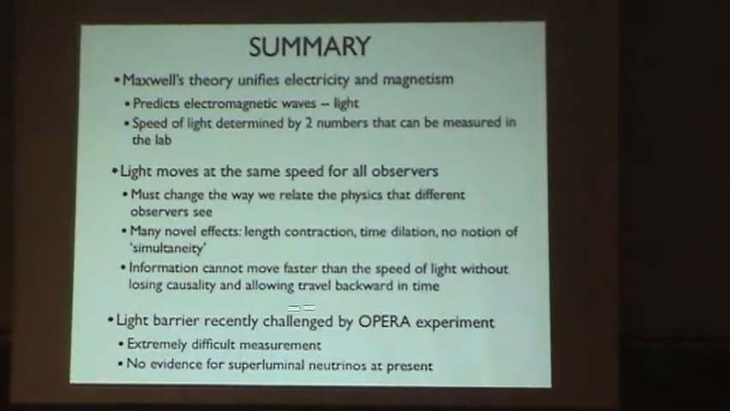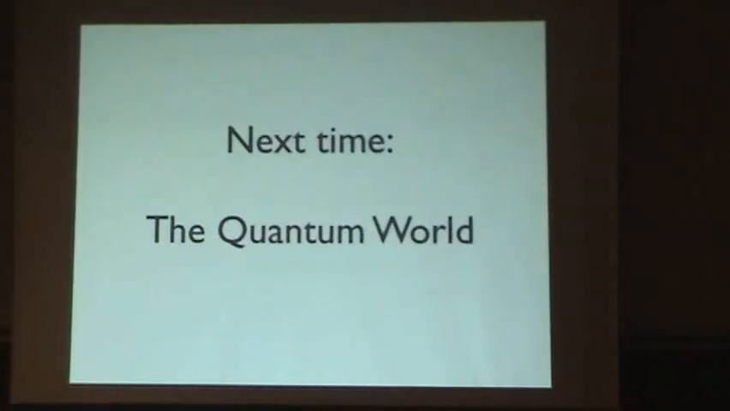And information cannot move faster than the speed of light without losing causality and allowing it to travel back through time. And while the light barrier was recently challenged by OPERA, it seems that there was a faulty cable, but who knows how they got it. No evidence for superluminal neutrinos for now. So that's it for today. And next time we'll talk about how the constancy of the speed of light combined with quantum mechanics leads us to our current picture of particle physics.